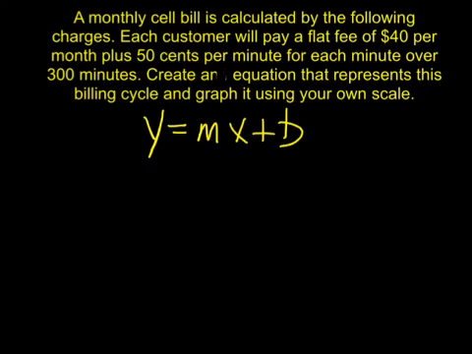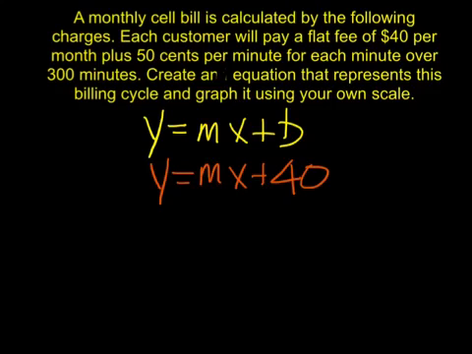M is the slope. You would go up so many and then over to the right. It would be B. That's right. So we'll add that in there. Y equals MX plus 40. So that no matter what you use for minutes, your bill is a minimum of $40.